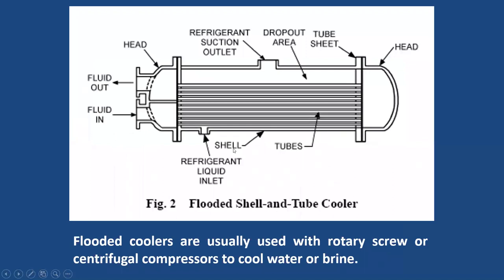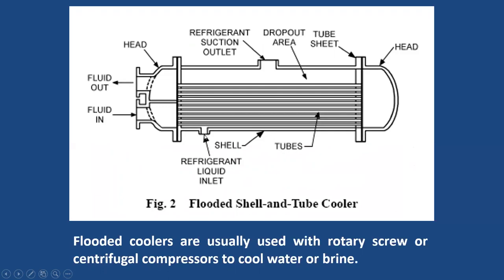The second type is the flooded cooler, that is, the flooded shell and tube cooler. Especially, it's a shell and tube heat exchanger. But as far as the flooded shell and tube evaporator is concerned, in this case the evaporation is taking place on the tube. So obviously, in the shell there is refrigerant, and through the tubes the liquid which is to be cooled circulates. This is a two pass shell and tube heat exchanger, and the arrangement is that liquid enters into the shell from the bottom.